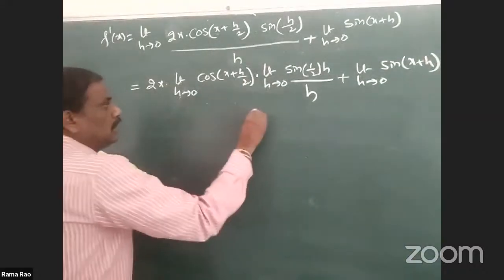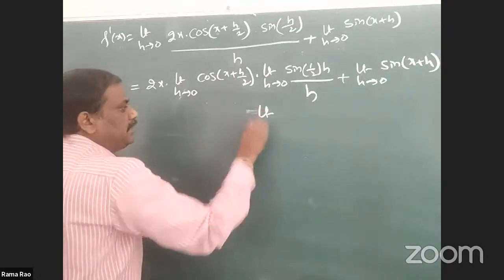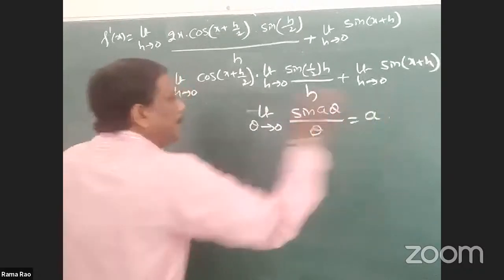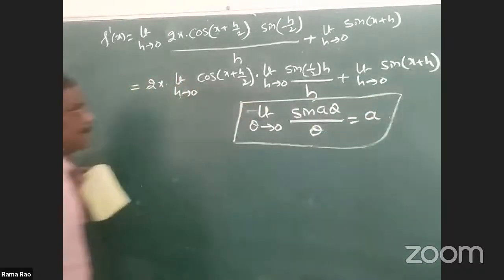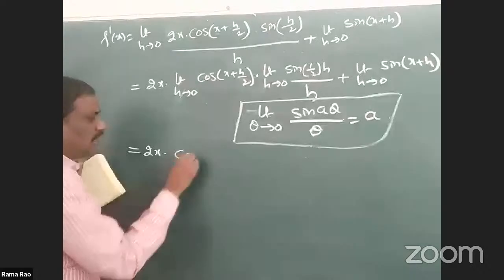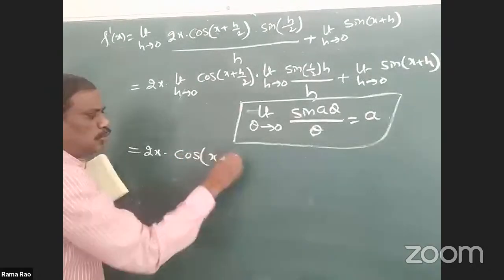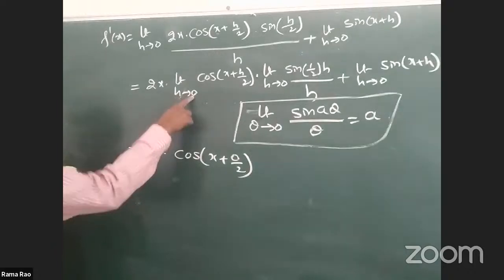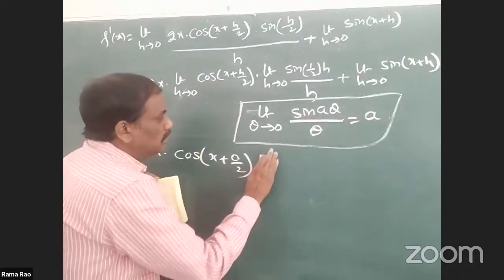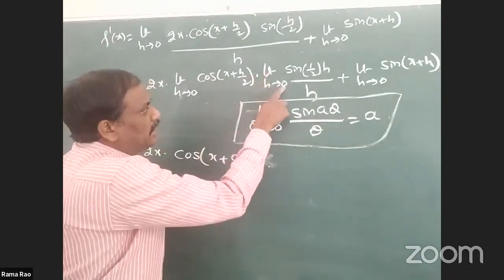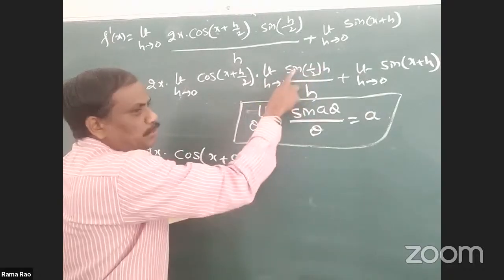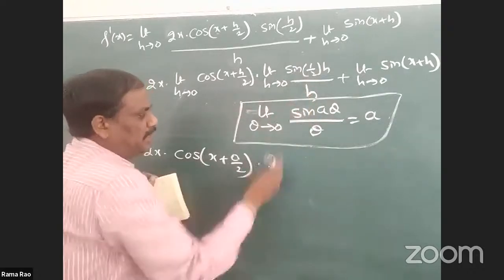We know the formula: limit theta tends to 0 of sin a theta by theta is equal to a. Now, 2x into cos of x plus 0 by 2. In place of x we can substitute h; in place of h we can substitute 0. This is equal to limit theta tends to 0 of sin a theta by theta, that is equal to a.